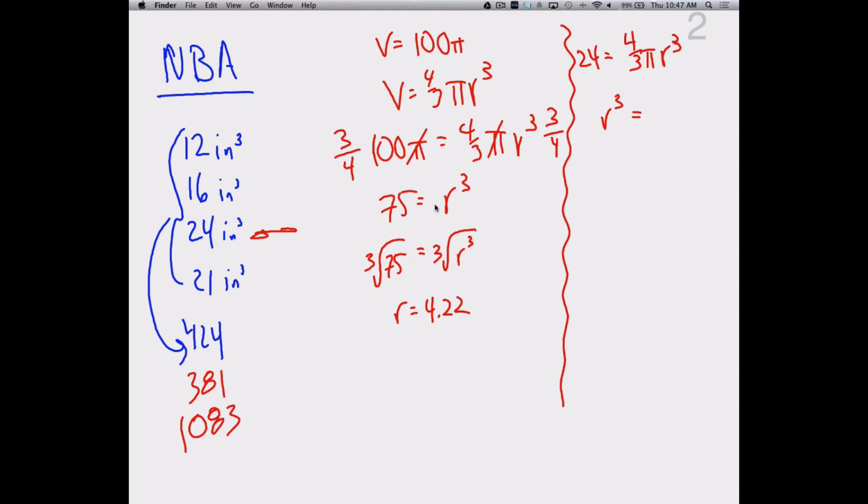24 divided by 4/3 pi gives 5.73. Taking the cube root of the answer gives me a radius of 1.79 inches. Probably off a little bit. Just a little. So that answer would eliminate this, this, this, and this, because those are not going to be big enough.